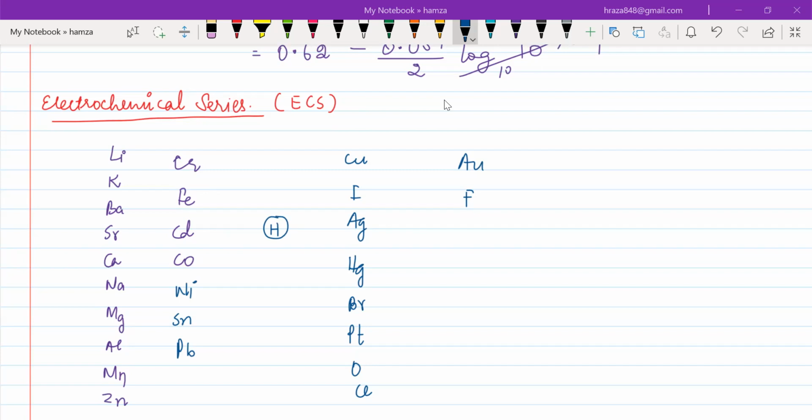Yes, sir. Finish. Very good. Sir, what's after Fe, iron? After Fe, yes, it's Cd, cadmium. Okay, yes, sir. Got it? Yes, sir. Everyone done with this?